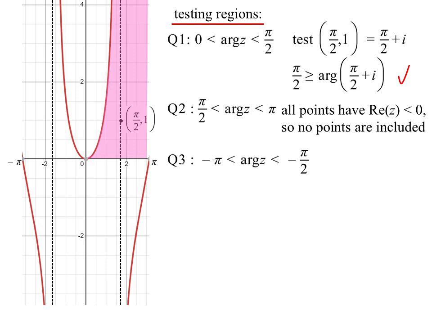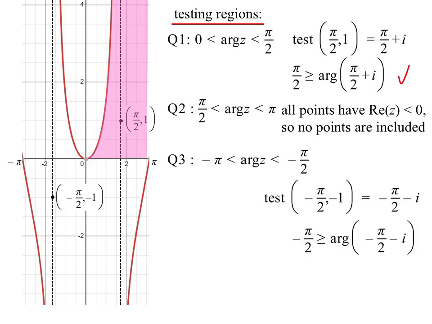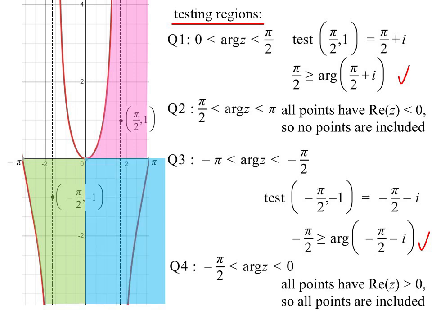Quadrant 3. Okay, let's pick a point. So this time I've just picked minus pi on 2 minus i. So there's my point. The real part is negative pi on 2, but we know the argument has to be between minus pi and minus pi on 2. So yeah, that is true. I'm in that section there. That just leaves me with the fourth quadrant. Again, I don't need to pick a point in the fourth quadrant because in this one, the real part is always positive, but the argument is always negative. So every single point in that region fails.